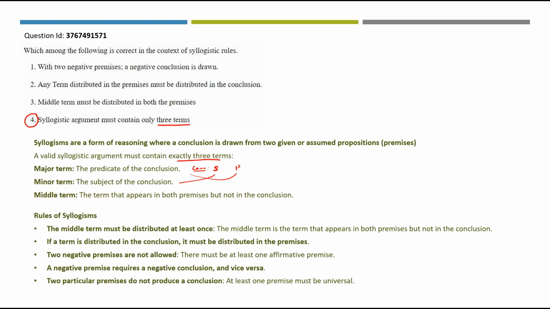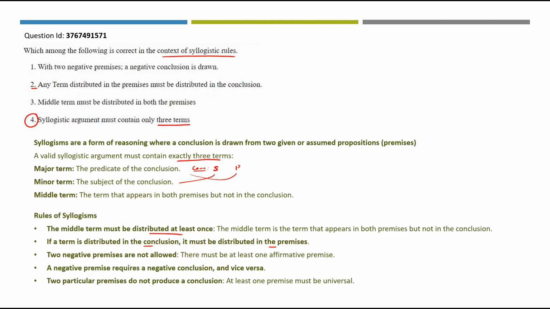Now let's see the rules of syllogism, because they are asking this question in the context of syllogistic rules. The middle term must be distributed at least once. The middle term is the term that appears in both premises but not in the conclusion. If a term is distributed in the conclusion, it must be distributed in the premises. But just check the second point. Any term distributed in the premises must be distributed in the conclusion. They have given it the other way. So this is the mistake in the second statement.